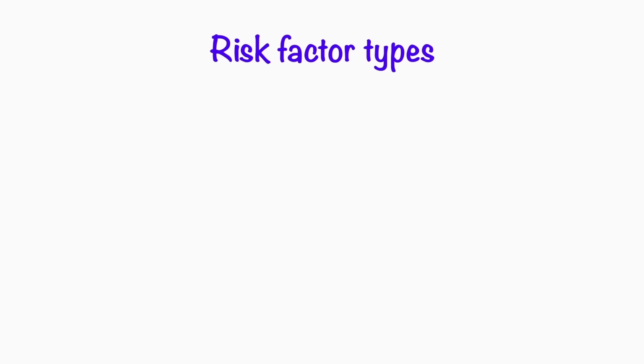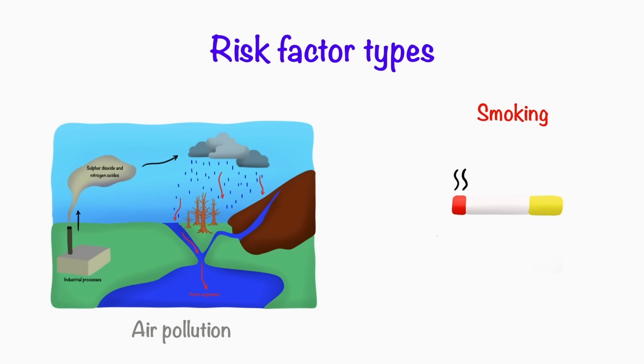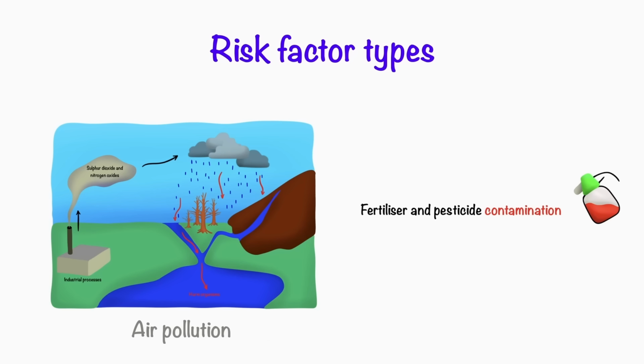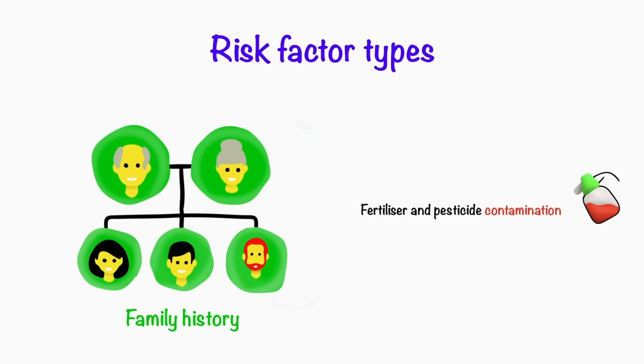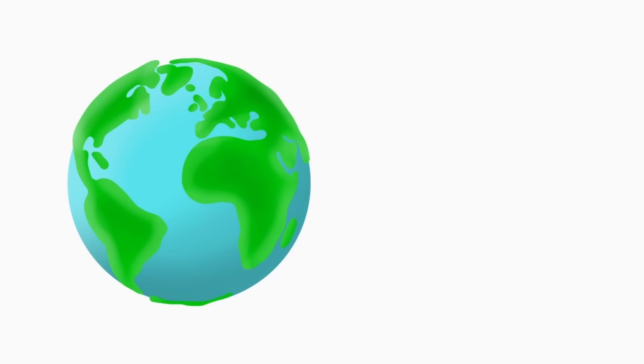Risk factors come in different types. Some are related to your lifestyle, like what you eat, how much you exercise, or whether you smoke. Others are environmental, like pollution in the air or chemicals you might be exposed to. Some risk factors you can't control, like your age or family history, but many others you can change. What makes non communicable diseases tricky is that they're usually caused by several risk factors working together, not just one thing. Risk factors affect people differently around the world.